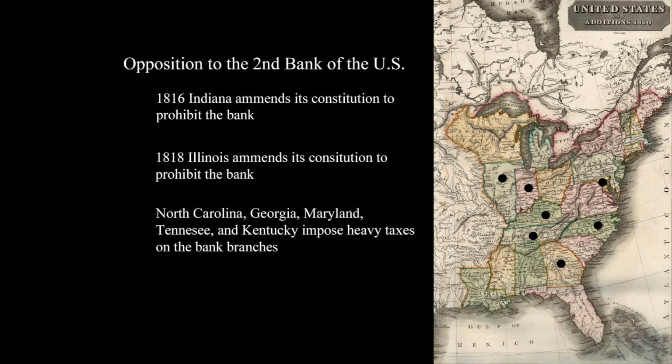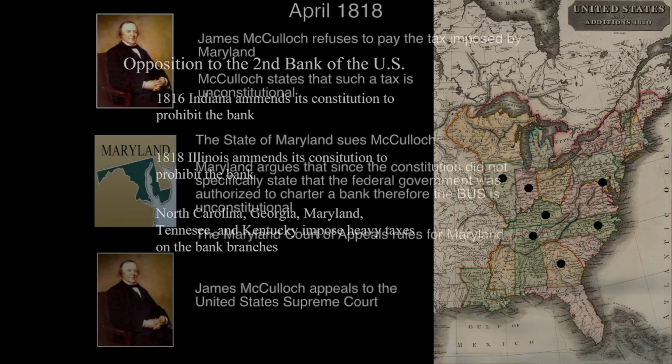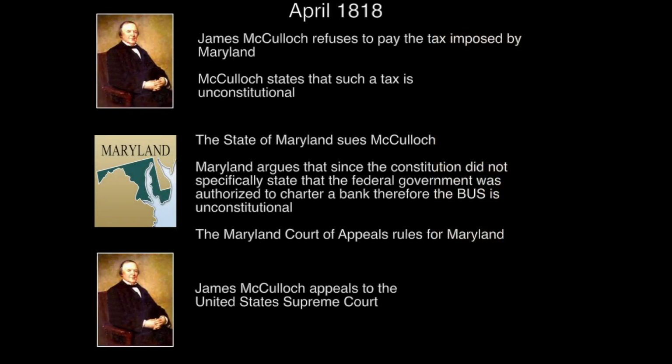Indiana and Illinois in 1816 and 1818 respectively amended their state constitutions to prohibit the Bank of the United States from operating there. North Carolina, Georgia, Maryland, Tennessee, and Kentucky imposed heavy taxes on Bank of the United States branches. In April of 1818, James McCulloch, cashier of the Baltimore branch, refused to pay the tax imposed by Maryland. McCulloch contested that such a tax was unconstitutional. Maryland sued McCulloch, and the case went to court.